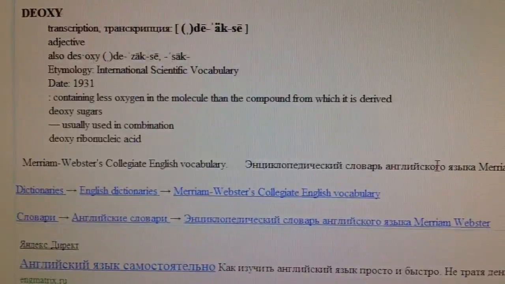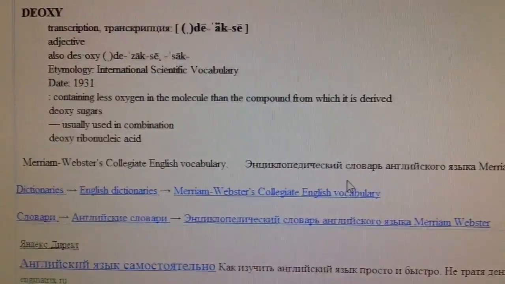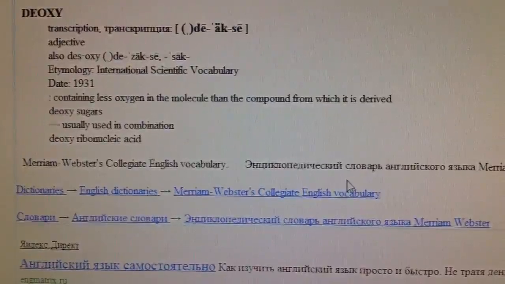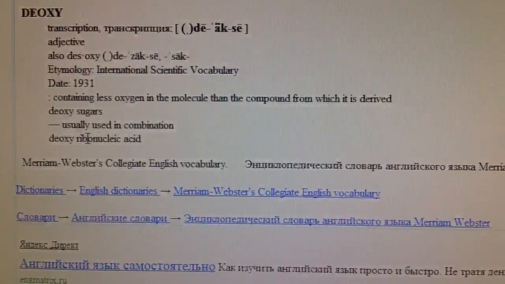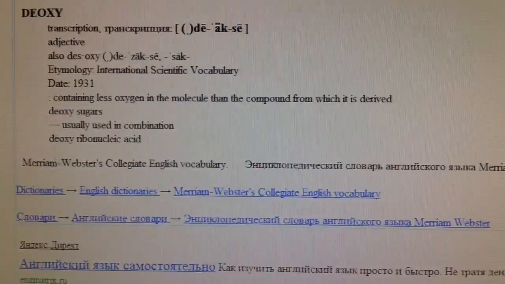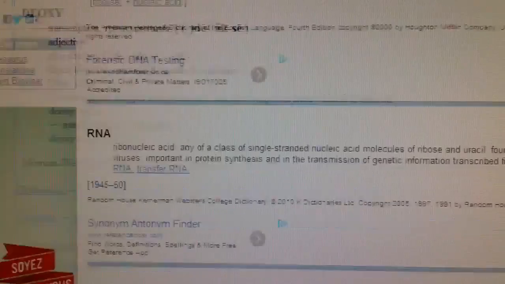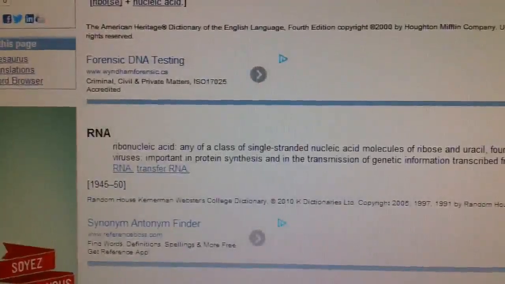So the word deoxy, which is the first three syllables of the word, is a scientific term that means containing less oxygen in the molecule than the compound from which it is derived, okay? And it is used in combination with the word deoxyribonucleic acid. Now, in the first video upload, I mentioned that the word rib is coincidentally added into this scientific term, okay? Let's go ahead and go to ribonucleic acid and see what it has to say about definition, okay?